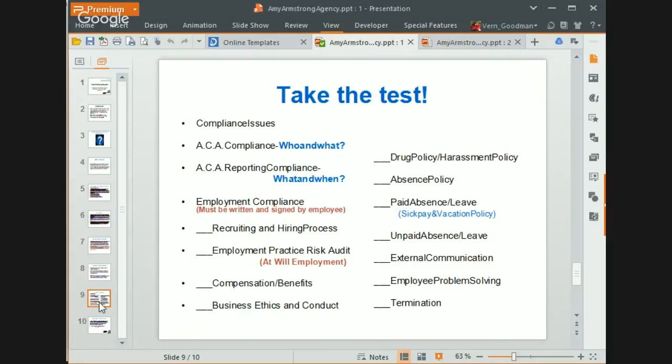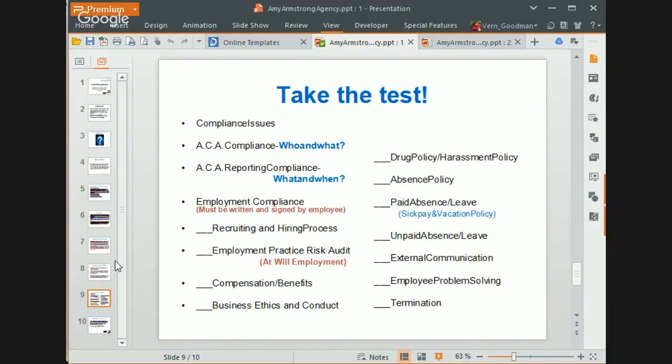Let's take a test. Maybe you're still not convinced. If someone were to ask you all of the who's and what's of the ACA compliance, would you be able to answer? How about the what's and when's for all the reporting compliance? Because for every regulation that tells you what you must do and when you must do it, there is a report that must be filled out and submitted to prove whether it was accomplished or whether it was eliminated.